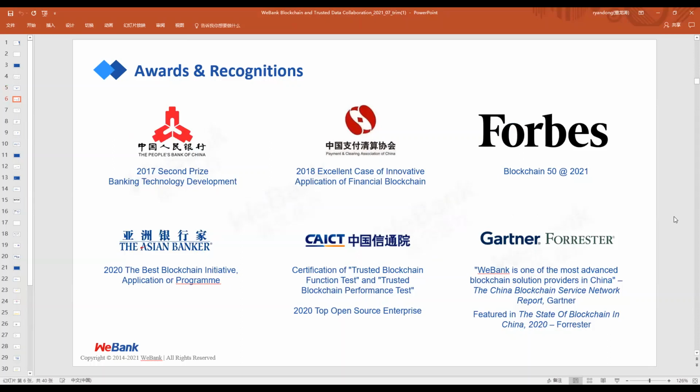Also, this year we are listed in the Blockchain 50 by Forbes. I think it's also a great honor. Also from top international consulting companies like Gartner and Forrester. There are two companies actually, but we just put them there. They recognize us as one of the most advanced blockchain solution providers in China, and there are also a lot of use case reports describing how we actually did it. So we are very happy to see this.